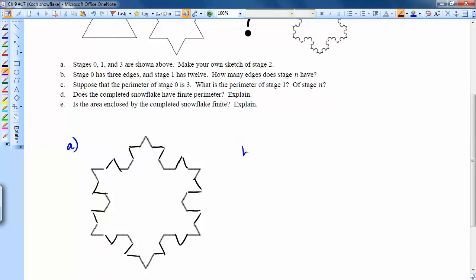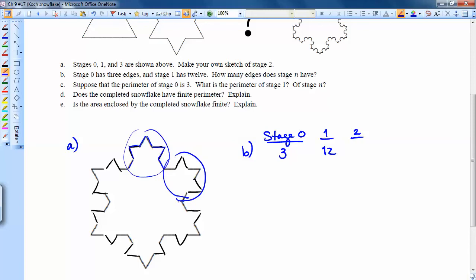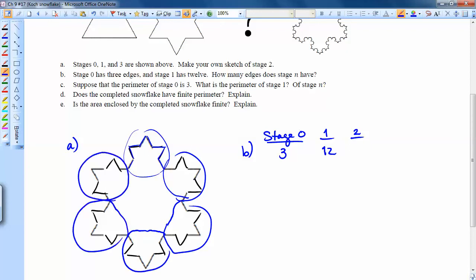Alright, so B. Let's make a table here. Stage 0 has 3 edges. Stage 1 has 12 edges. Stage 2, if we count them, has 1, 2, 3, 4, 5, 6, 7, 8 on this part. Then there are 8 more here, 8 more here, 8 more here, 8 more here, and 8 more here. So that's 6 times 8. That's going to be 48 edges.